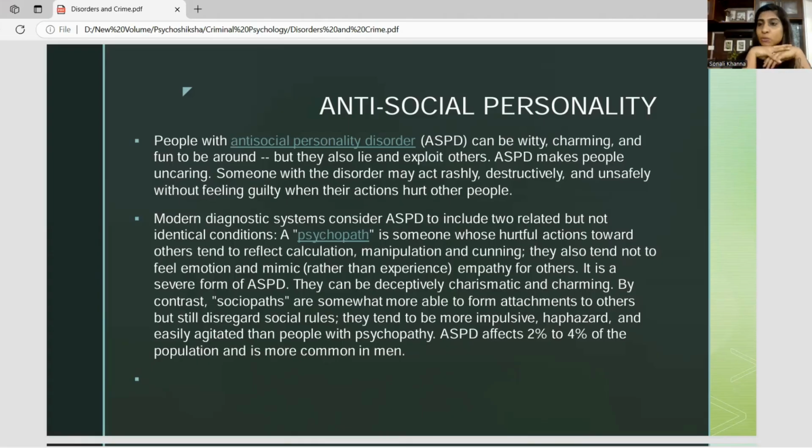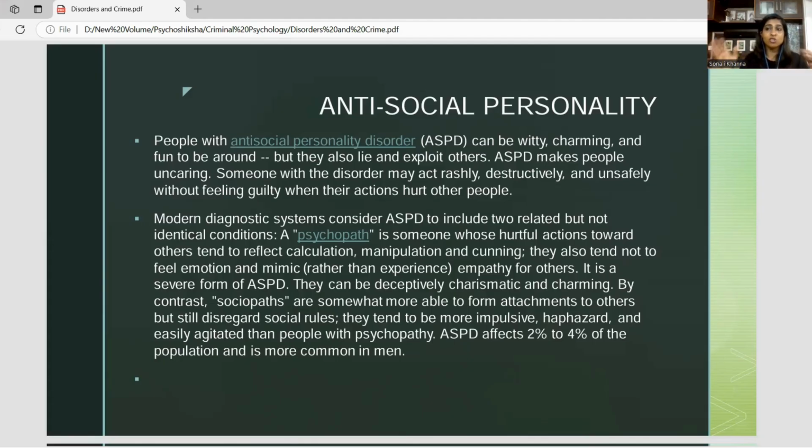Now, here I would like to first elaborate on the term antisocial personality disorder. Many times, when people are asked whether they are an introvert or an extrovert, they say, I am an introvert because I am antisocial. Antisocial does not mean somebody who does not like to socialize. Antisocial does not mean somebody who does not like to interact or talk to people. Antisocial means somebody who is going against societal norms.